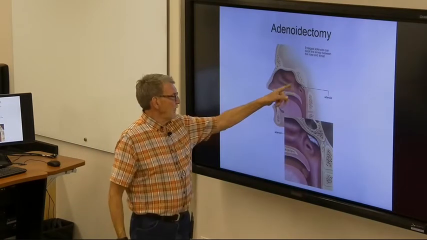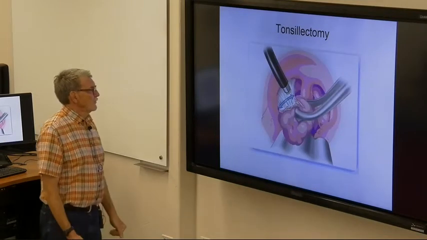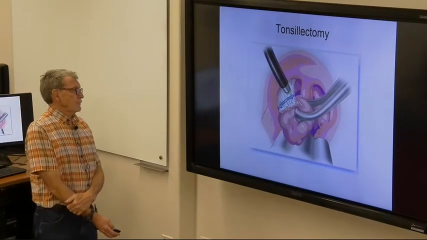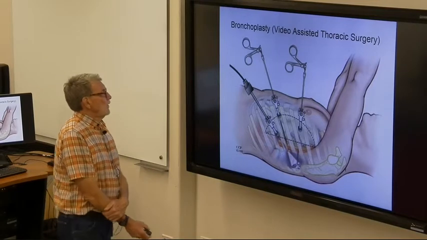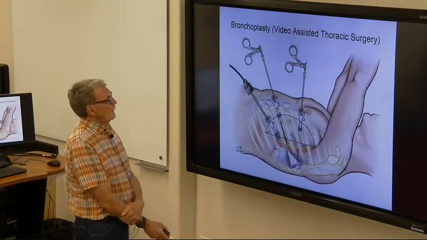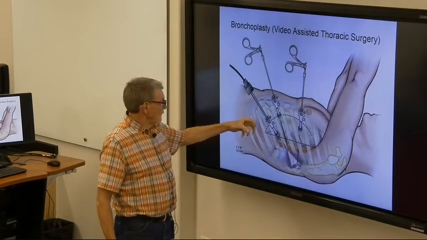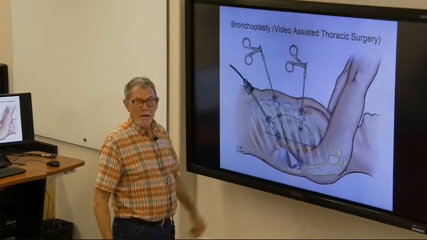Adenoidectomy, taking out the adenoids. Tonsillectomy, taking out the tonsils. There's the tonsil coming out. Bronchoplasty, video-assisted thoracic surgery. So they're using a scope with a camera on it to repair damaged bronchi.